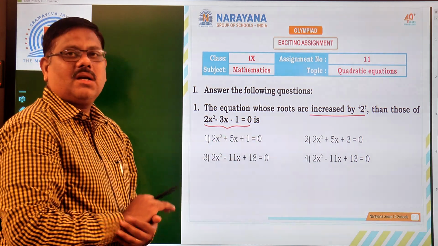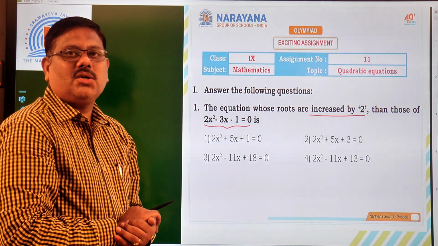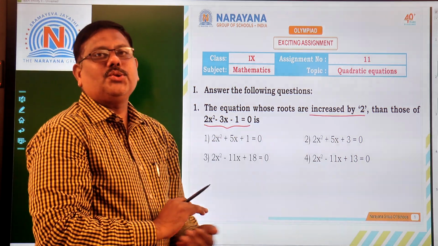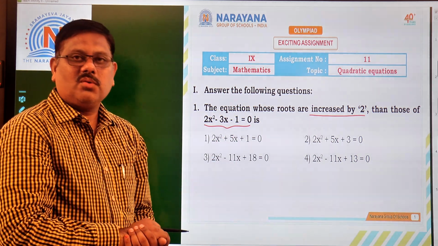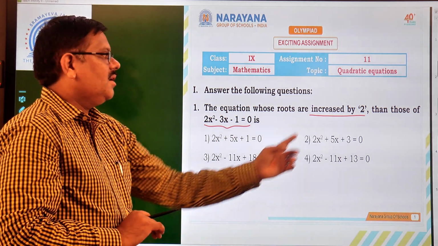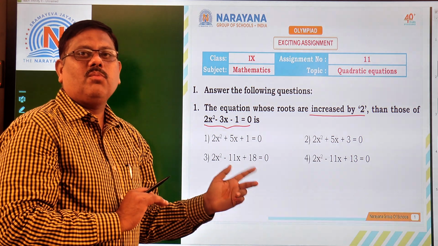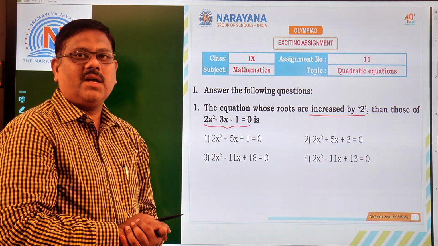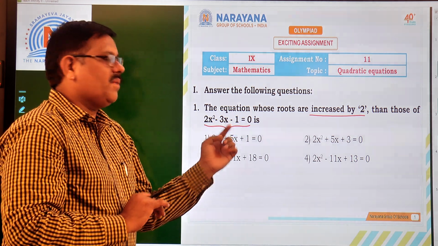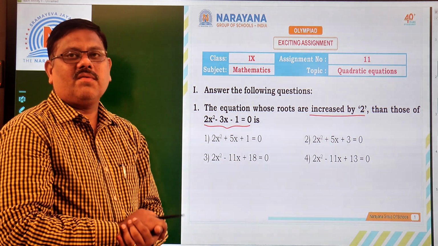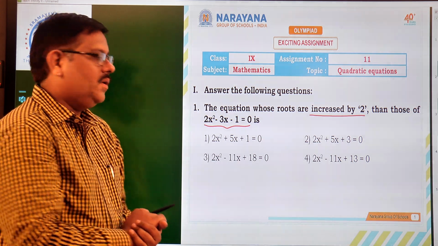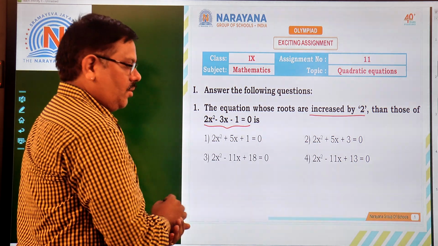Now in this particular question, the roots are said to be increased by 2. Each root is increased by 2. We know that for a quadratic equation there are 2 roots possible at most. Here increased by 2 stands for both the roots alpha and beta if you take them as the roots of 2x square minus 3x minus 1 is equal to 0. What is the resultant equation we are going to obtain now? Okay, now let us see the solution.